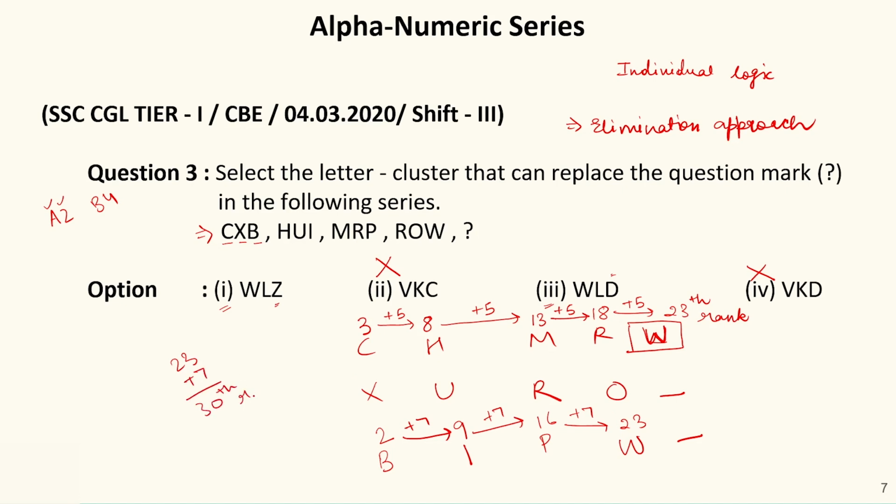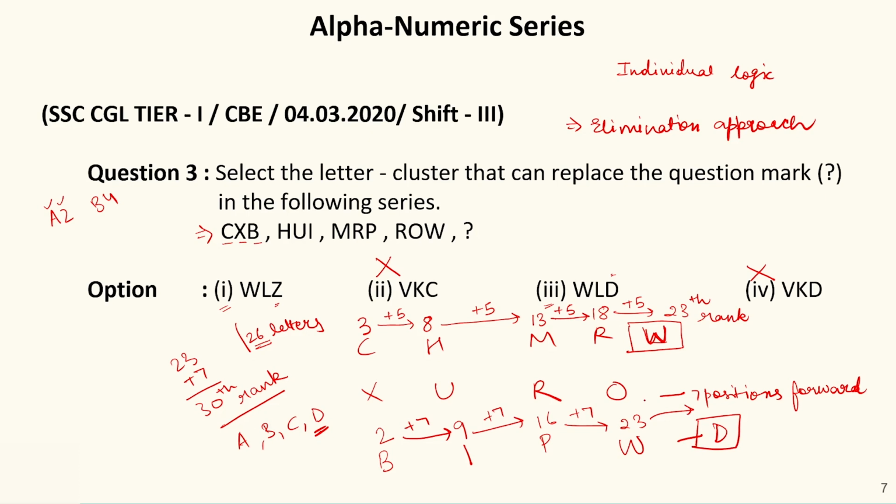But do we have a letter on 30th rank? No, we don't. We only have 26 letters. So in this case, I told you that we have to follow the looping method. So after 26, we have to move 4 positions forward, right? So 4 positions forward will be A, B, C, and D. So if we have to move 7 positions forward, we will get D as the answer. So my answer will be the third, WLD.